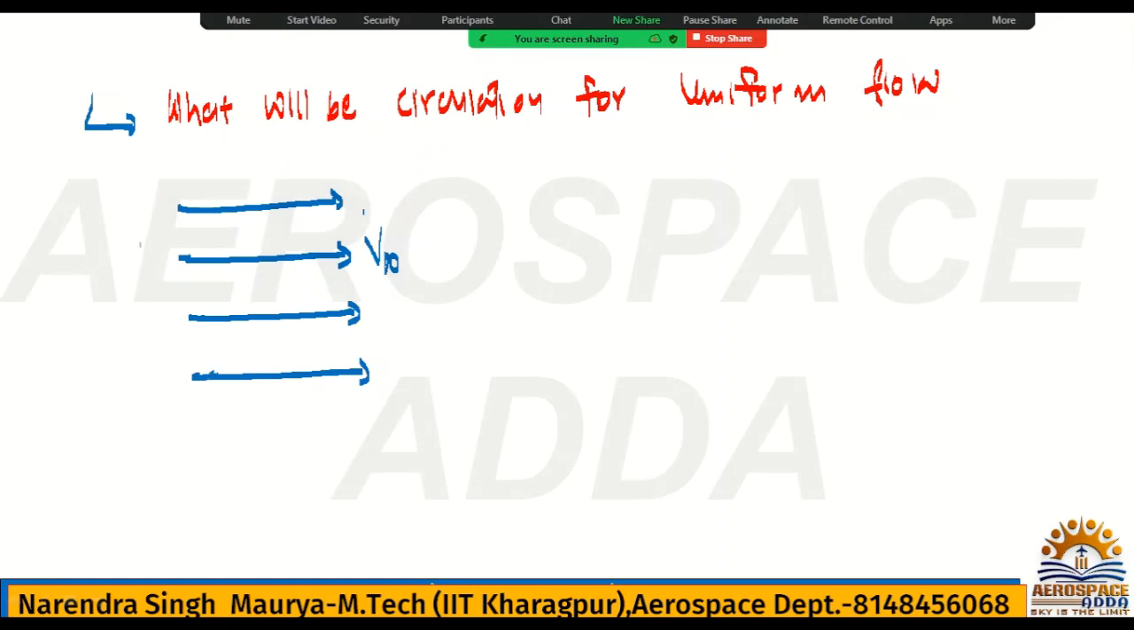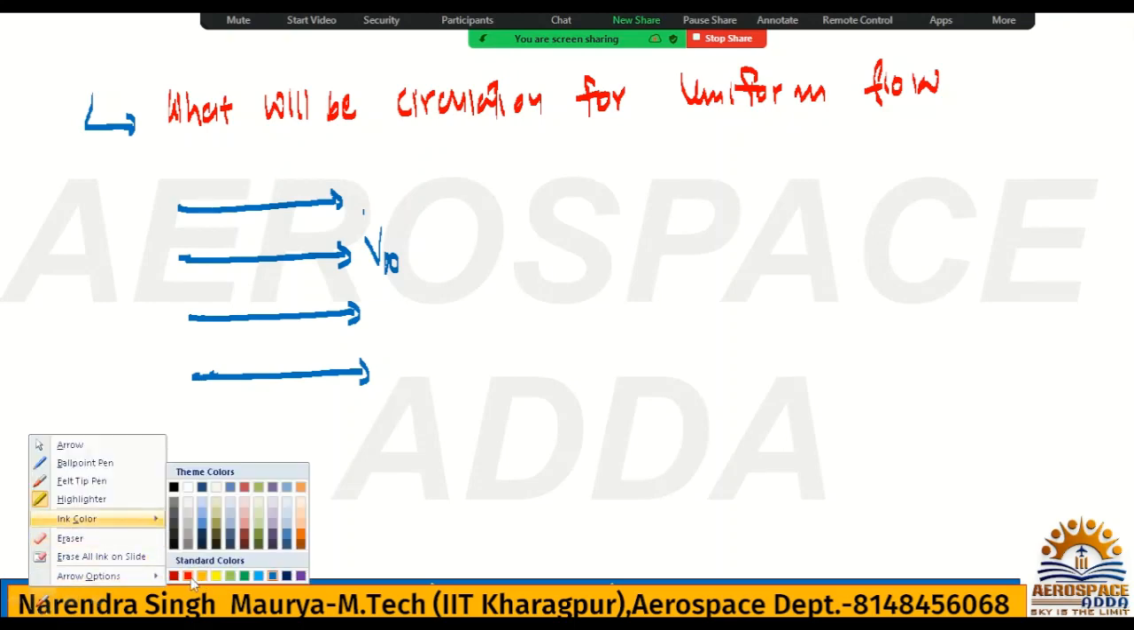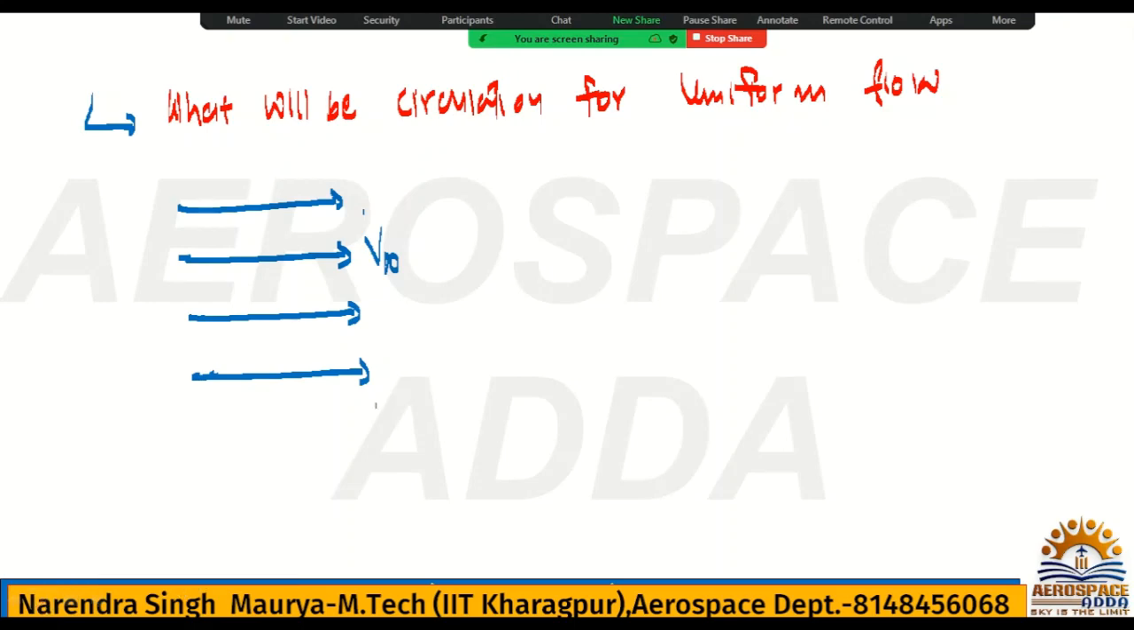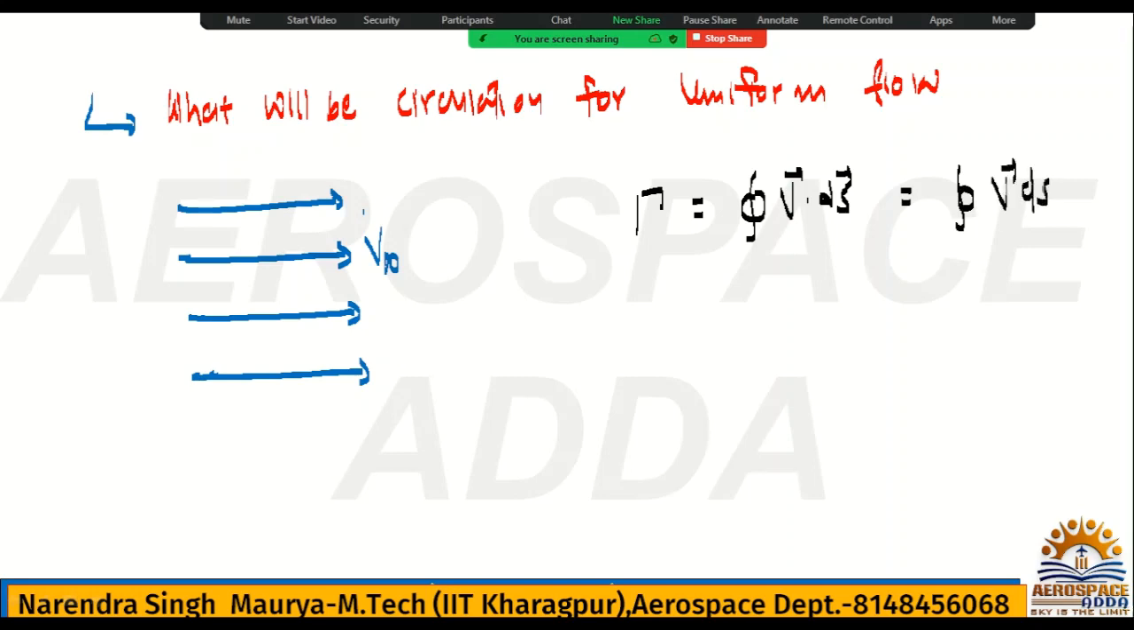So for the circulation, we know what the circulation is. We already saw it in the last class. It is the line integral of the tangential velocity around a closed contour. So V vector dot ds, or once you solve it, you will get V ds cos theta. This was the circulation.